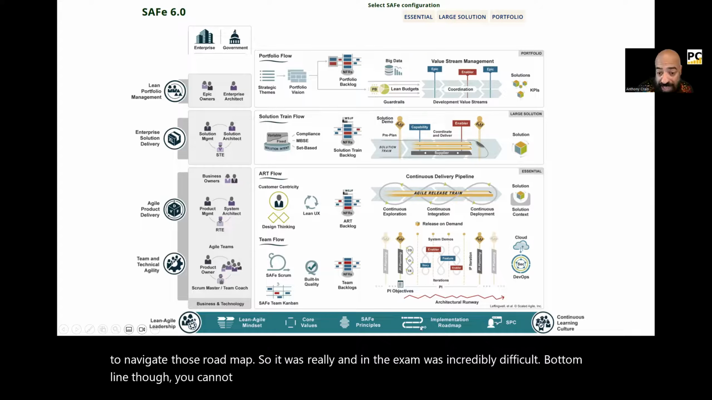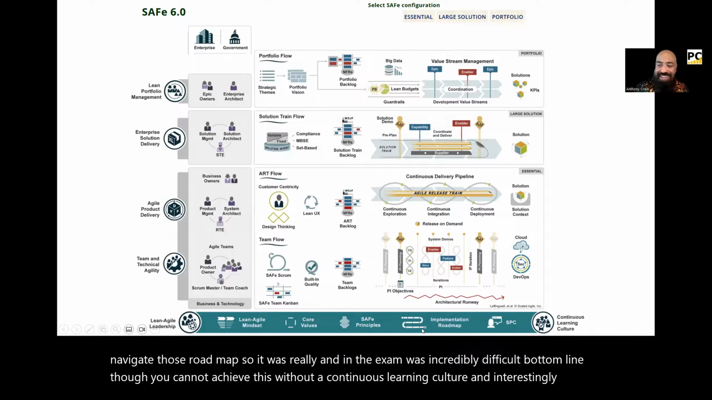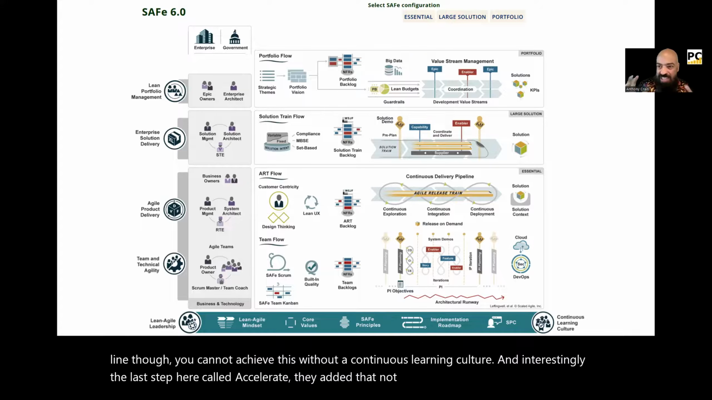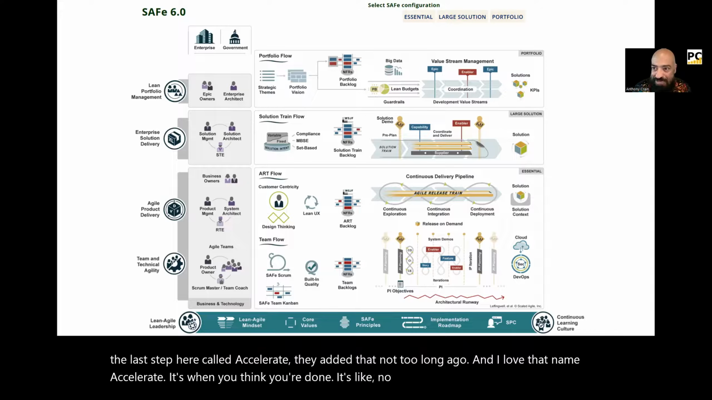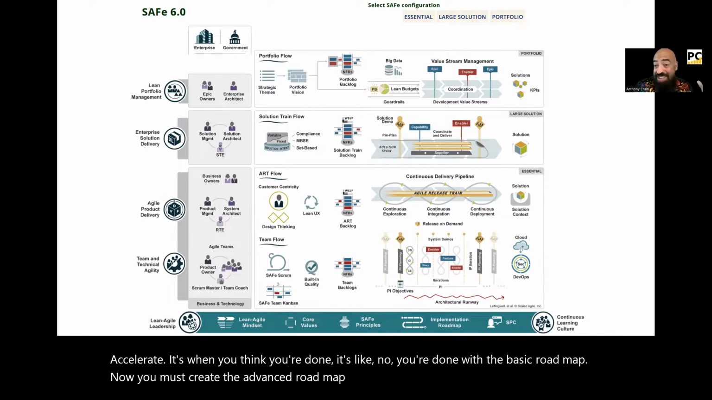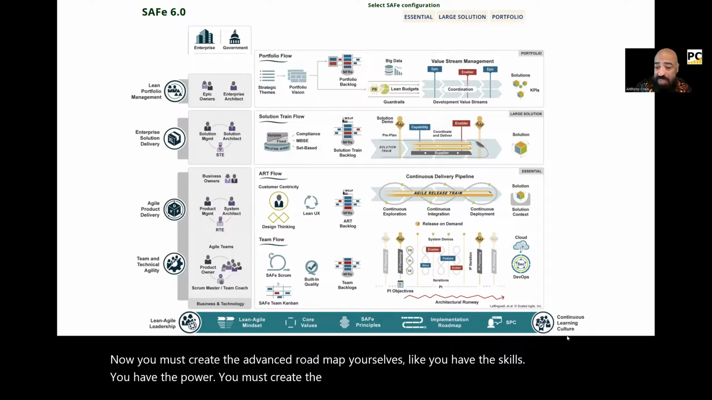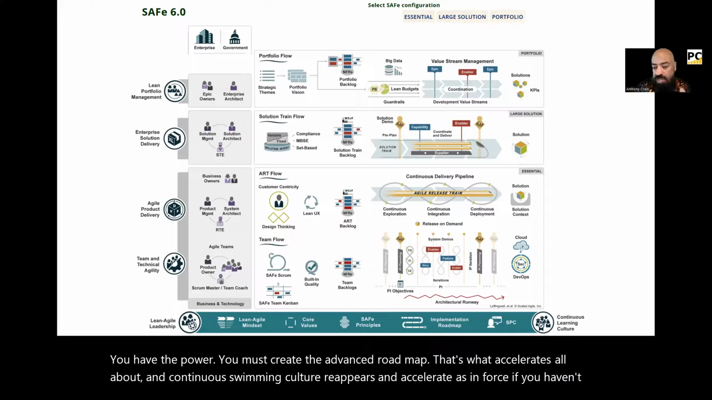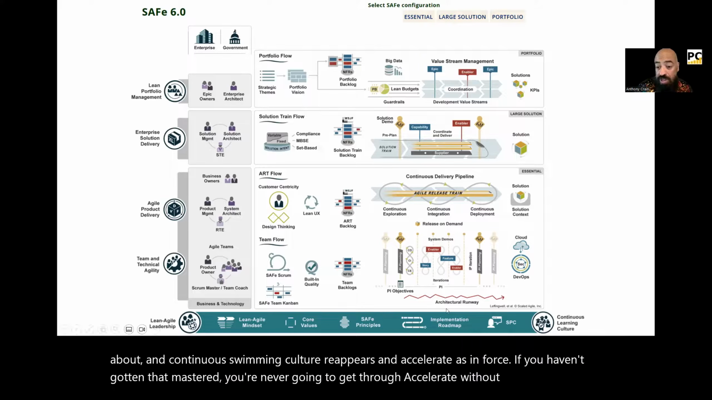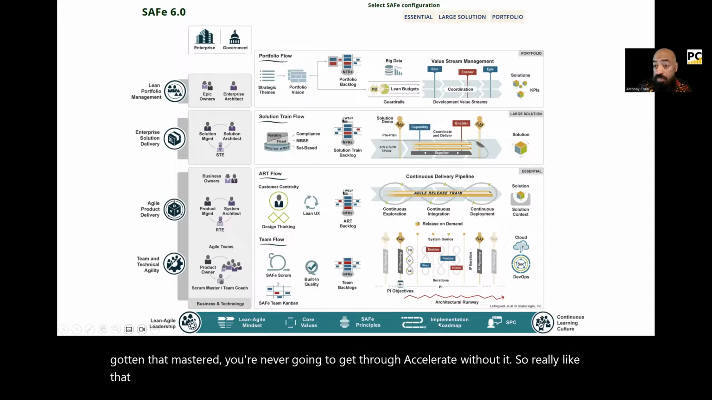And interestingly, the last step here called accelerate, they added that not too long ago, and I love that name, accelerate. It's when you think you're done. It's like, no, you're done with the basic roadmap. Now you must create the advanced roadmap yourselves. Like, you have the skills, you have the power. You must create the advanced roadmap. That's what accelerate's all about. And continuous learning culture reappears in accelerate as in force. If you haven't gotten that mastered, you're never going to get through accelerate without it. So really like that joining of continuous learning culture with the implementation roadmap.